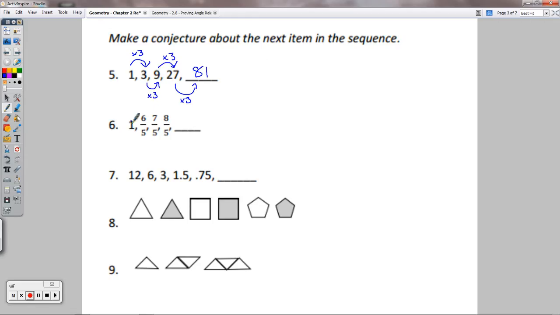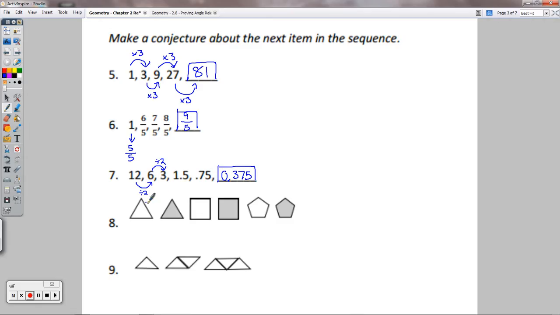On this one, it looks like 1, that's the same thing as 5 over 5. And so to me, thinking about that, we're just adding 1 to the numerator each time. So plus 1, plus 1, plus 1. The next one then would have to be 9/5. On this next one, it looks like we are dividing by 2. So divide by 2, divide by 2. That pattern continues. If we keep this in the decimal format that we see here, 0.75 divided by 2 is going to be 0.375. That would be my answer for that one.